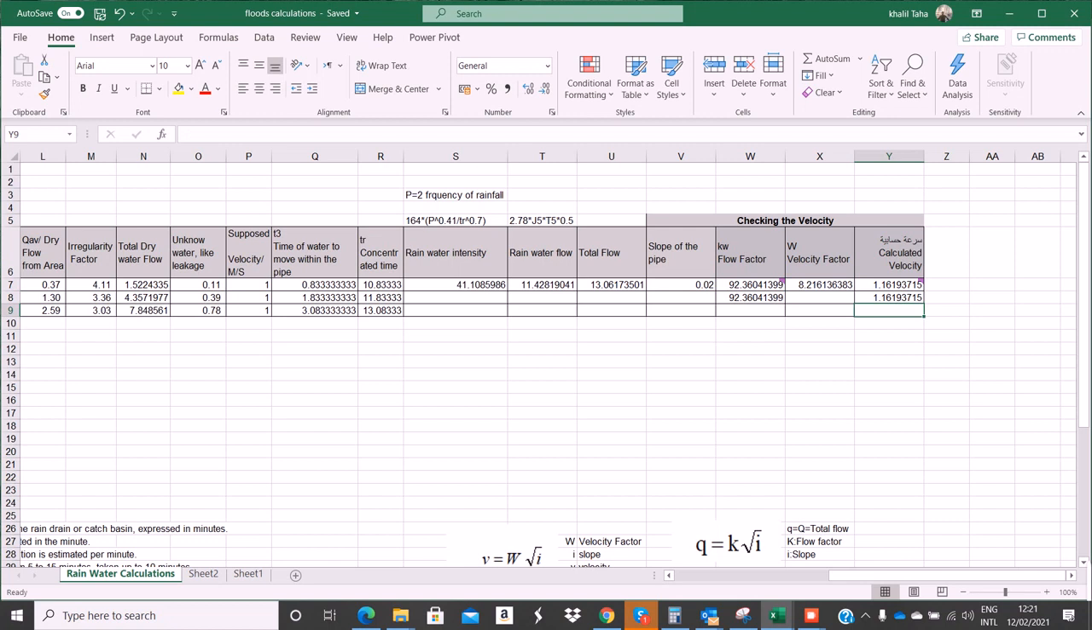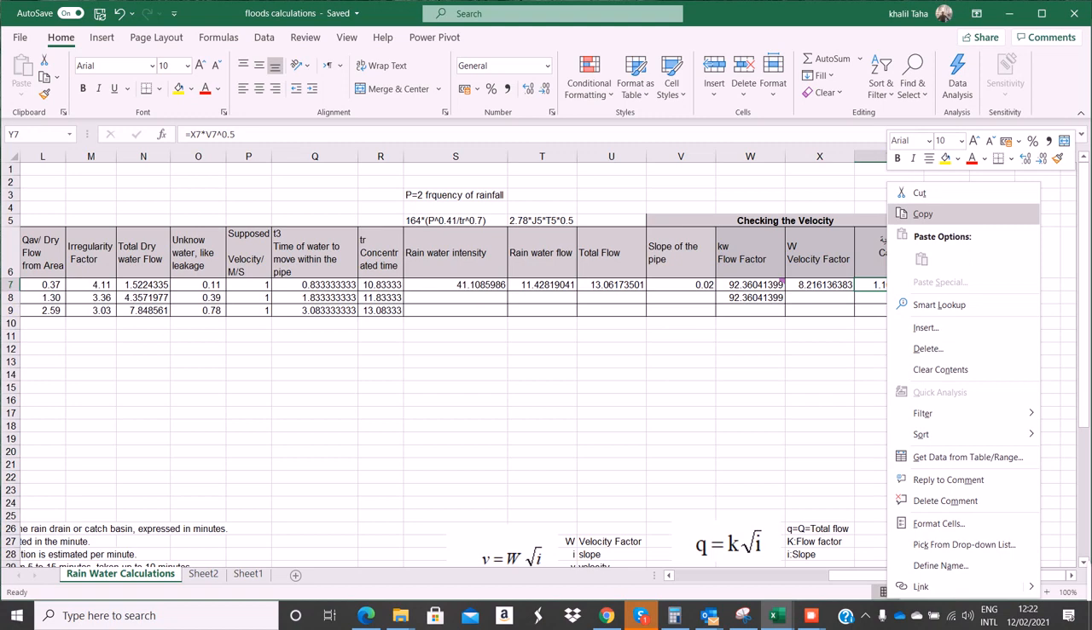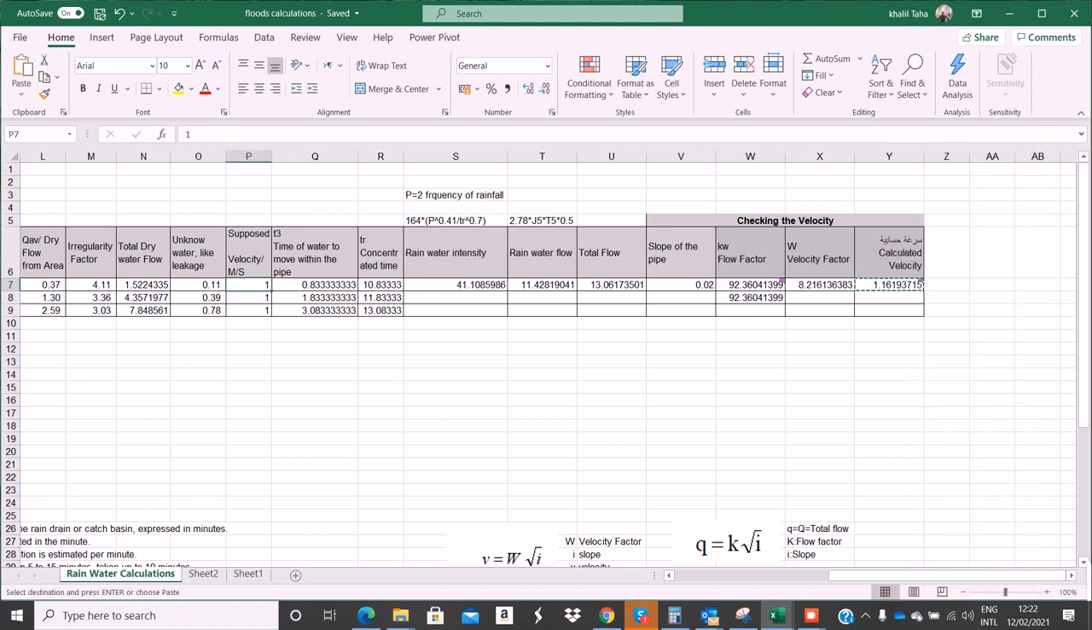You see, it is 1.16, while what I supposed at the beginning was 1. So it's not correct. So what I will do is get the calculated velocity and copy it here. Again, you will see all the formulas changed.